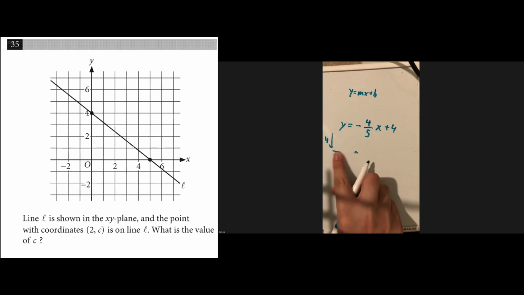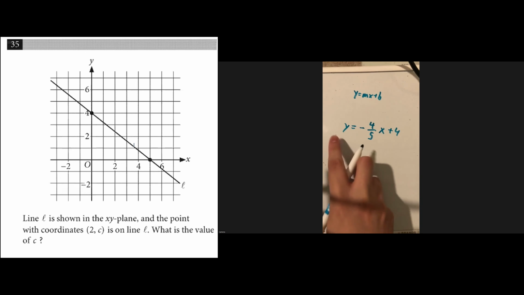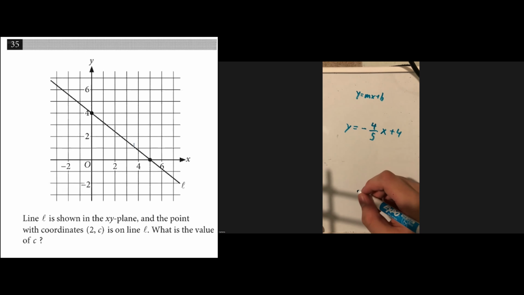And that's the slope. So we plug this into our formula, y equals mx plus b. We have negative 4/5 as our slope, and the y-intercept is at positive 4. Then we plug in our value for x, which is 2. So we have negative 4/5 times 2 plus 4 equals y, and we get y equals 12/5, or if you convert that into a decimal, 2.4.